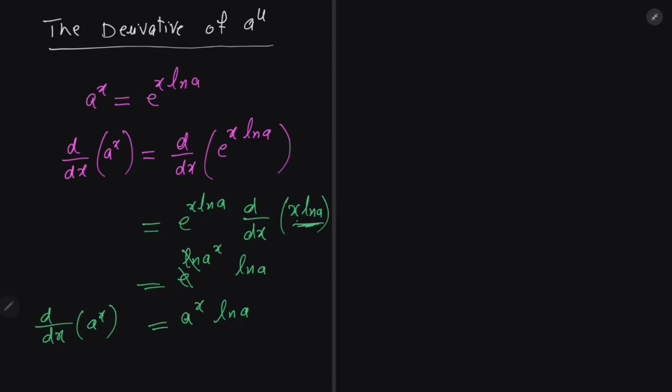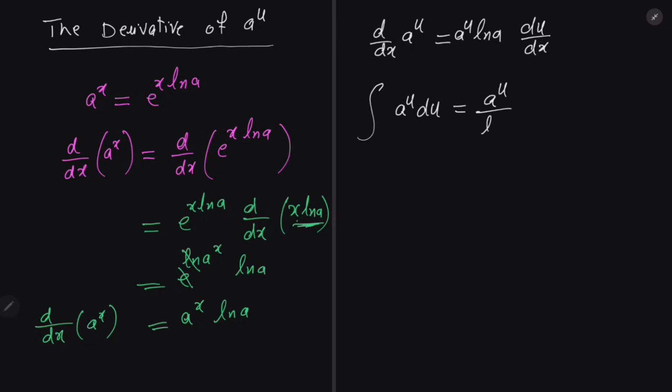So what about the integration? First we write a general form: a to the u natural log of a times the derivative of u, if it contains some other function in the power. We also have the integral of a raised to the power u du. The integration of a to the u will be a to the u over natural log of a, plus c.